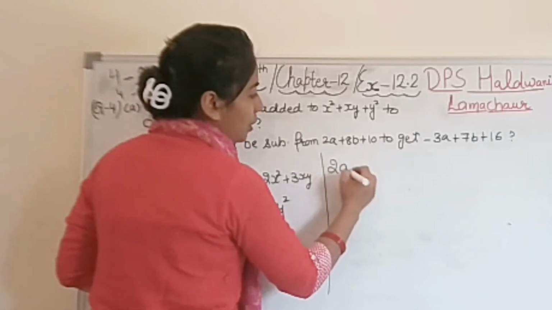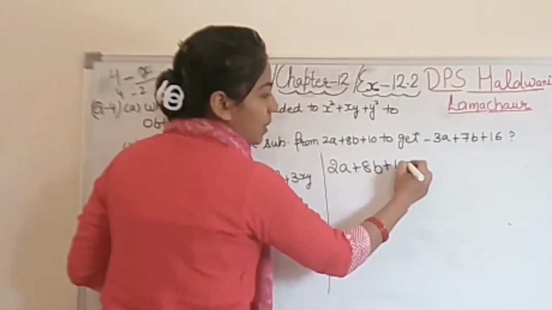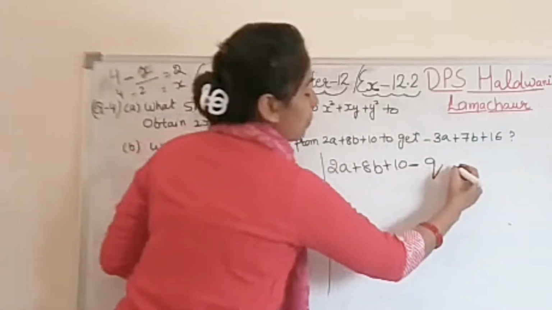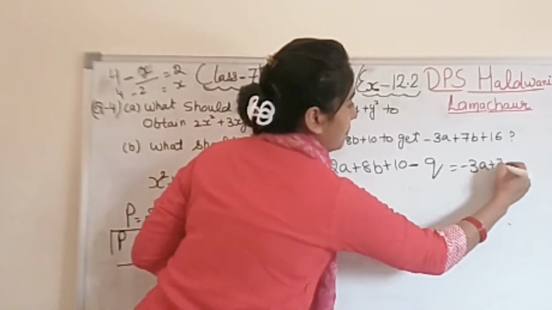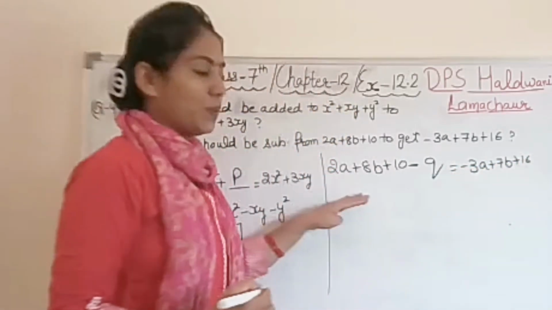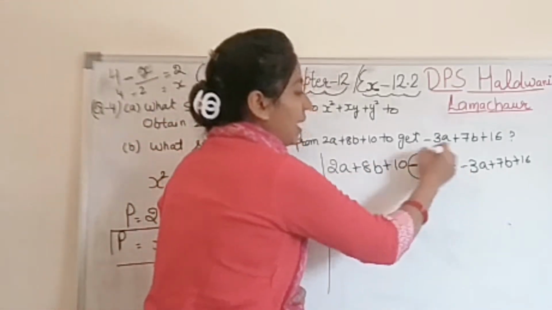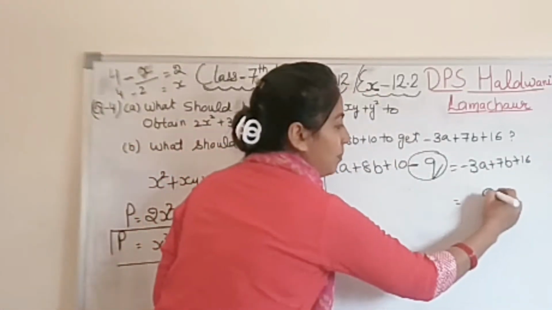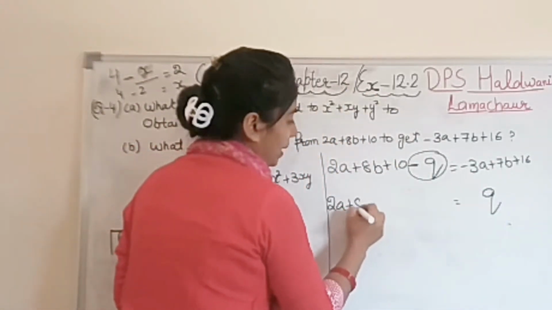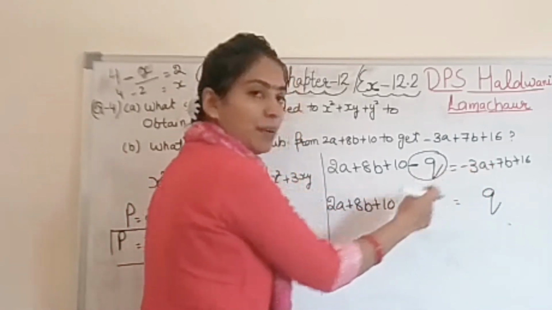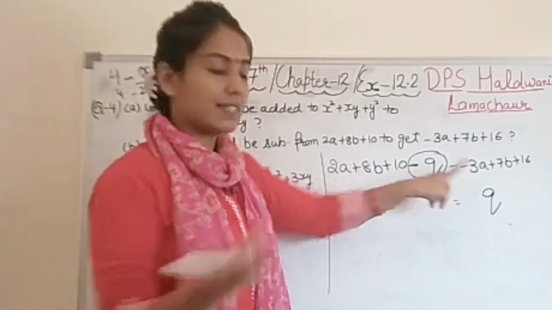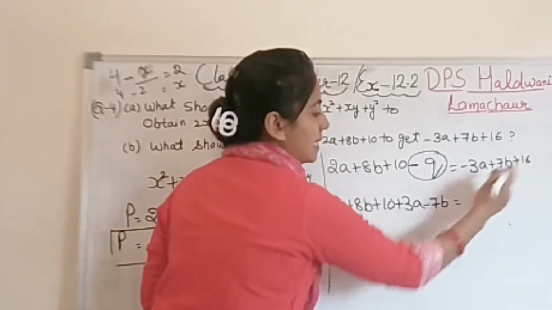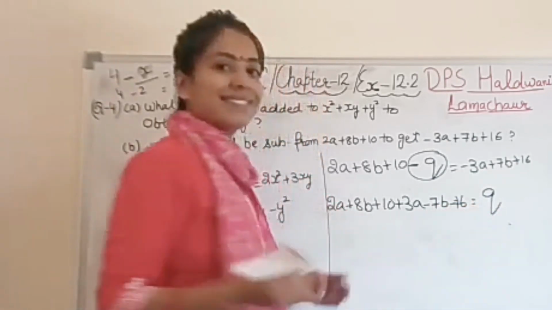So first of all, 2a plus 8b plus 10. What do we have to subtract? Suppose q or p you can take. So we get minus 3a plus 7b plus 16. Equation made. We want the value of this q. So q will go that side. So q will be, this remains as it is, 2a plus 8b plus 10. This will come that side with changing its sign: minus of minus 3a is plus 3a, minus 7b, and 16 will be minus 16.